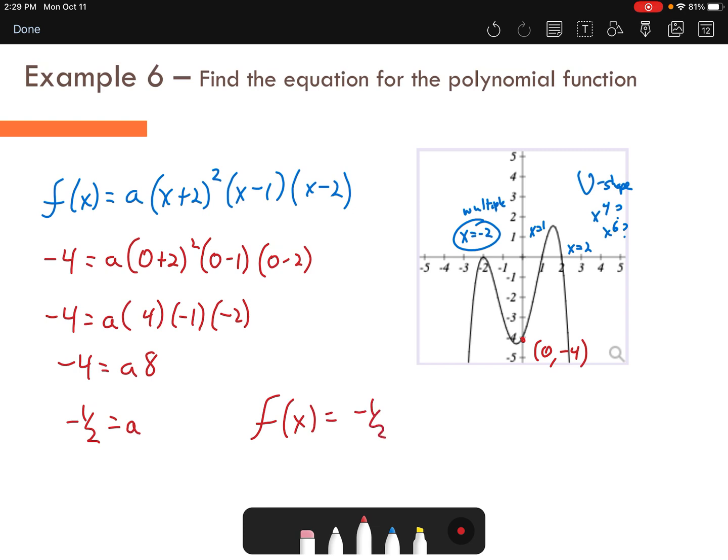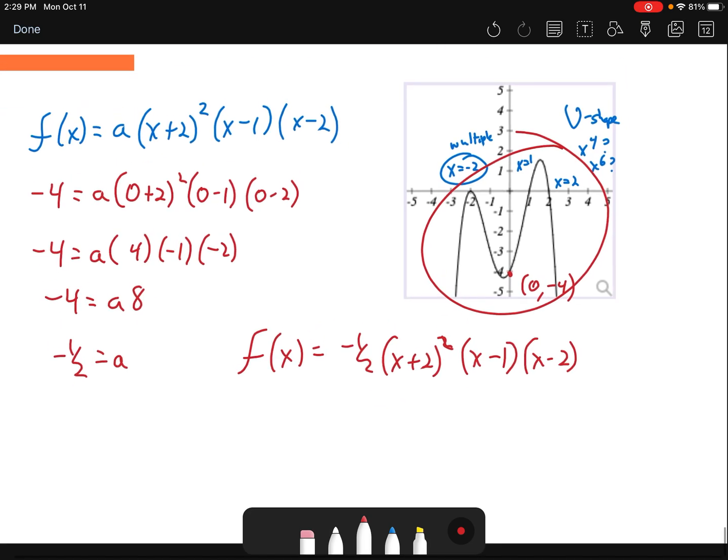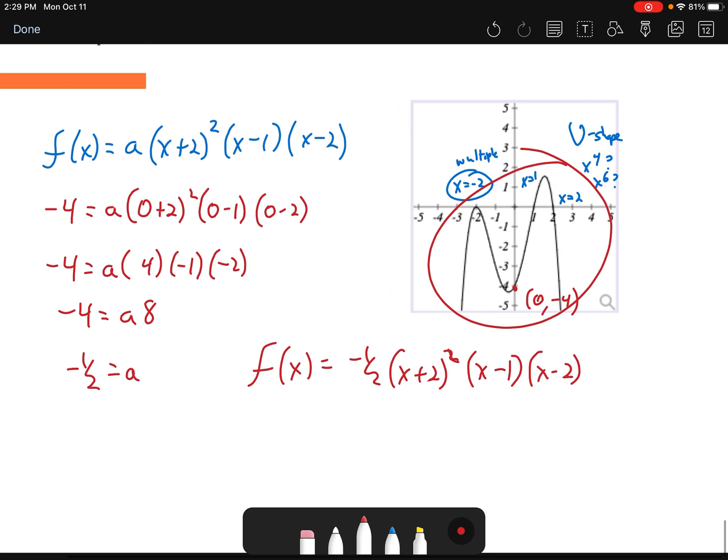So f of x equals negative 1/2, x plus 2 quantity squared, x minus 1, x minus 2. If you want to check your calculator, it will look like that. Pretty cool. And we're done. WebAssign, 3.